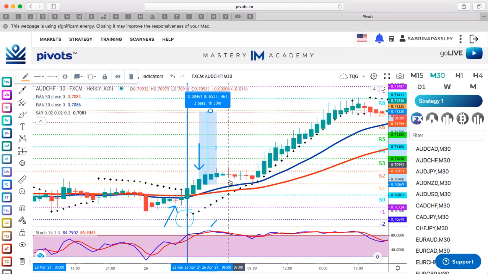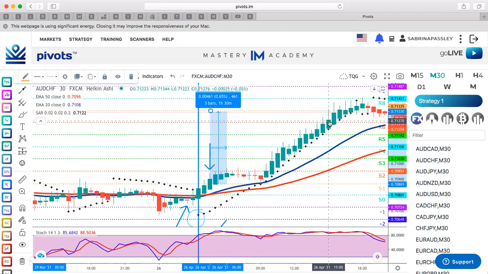And as we have seen clearly in front of us, this has moved beautifully in that direction, rejecting off of the R8, now potentially moving down to start that sell trend.